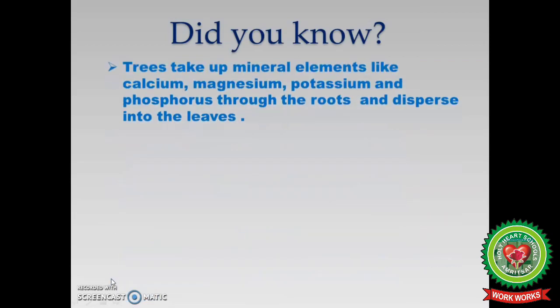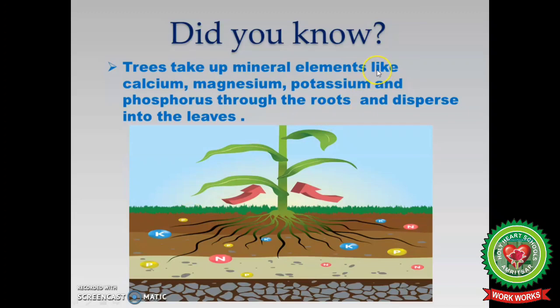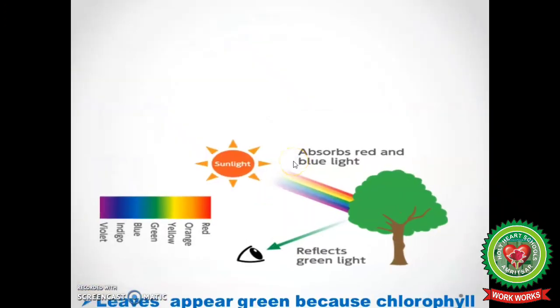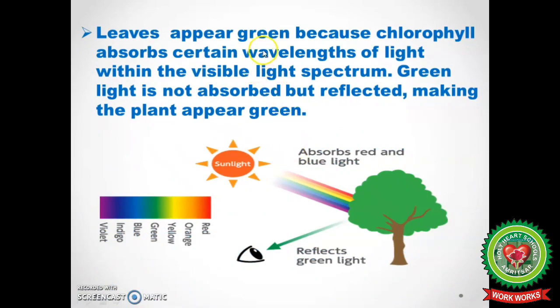Students, did you know trees take up mineral elements like calcium, magnesium, potassium, and phosphorus through the roots and disperse into the leaves? Leaves appear green because chlorophyll absorbs certain wavelengths of light within the visible light spectrum. Green light is not absorbed but reflected, making the plant appear green.